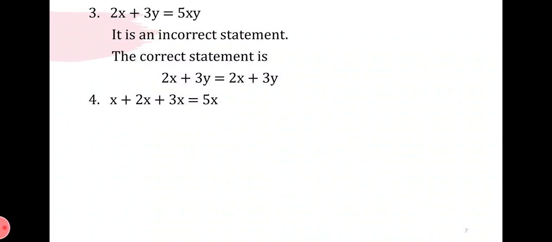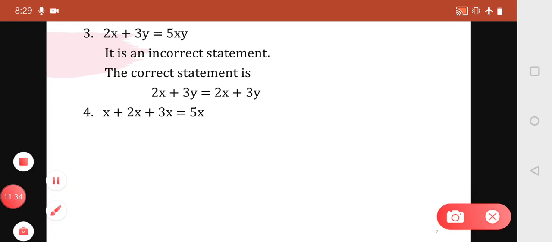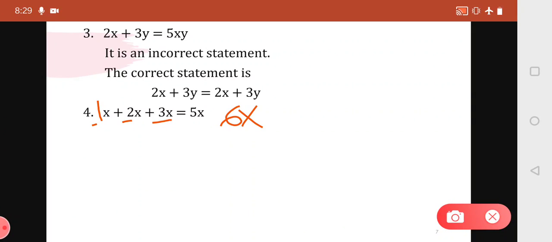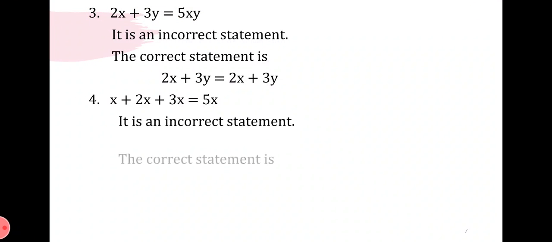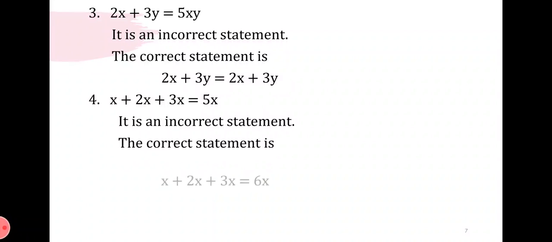Question number 4. x plus 2x plus 3x equal to 5x. Again you can see that here actually 1 is there which is not shown. So this one which is not shown, but you have to count and you have to add it. So we will get 1 plus 2 plus 3 equal to 6x, not 5x. So again it is an incorrect statement, and the correct statement is x plus 2x plus 3x equal to 6x.